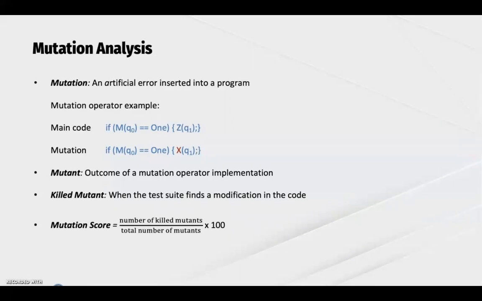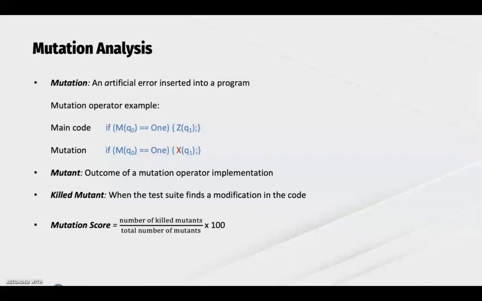The artificial errors inserted into a program are called mutations. For example, if there is a main code that says, if the result of measuring Q0 is equal to 1, then apply Z operator to Q1. Now we insert an error here and we mutate the code by changing Z operator to X operator.